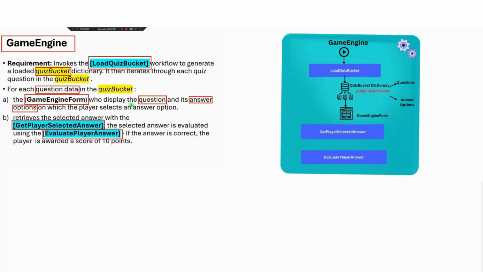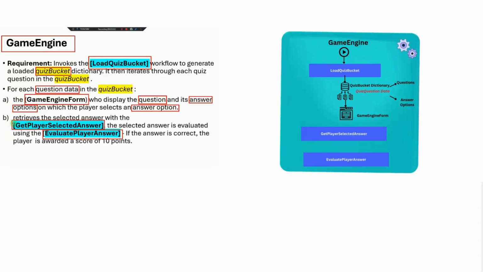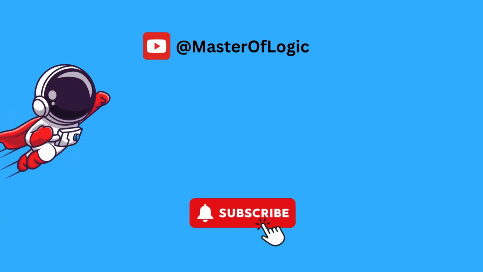And once the player selects an answer option, the get player selected answer workflow would retrieve this answer option. And the selected answer option would be evaluated by the evaluate player answer. If the answer is correct, then the player would be awarded a score point of +10. Without wasting too much time, let's build it.